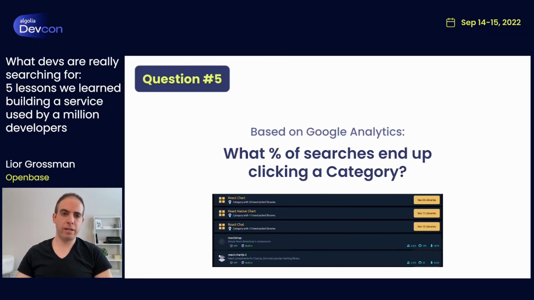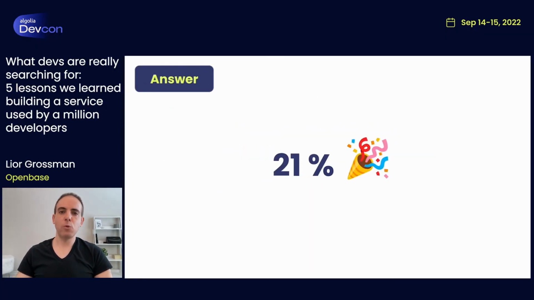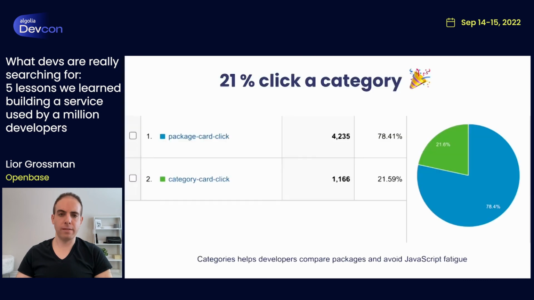And the answer is 21%. 21% of our search results end up clicking a category as opposed to a package. And we found that a lot of developers use our categories feature because categories allow developers to kind of compare best of breed packages side by side and avoid JavaScript fatigue. So enjoy the categories by going to openbase.com/categories.